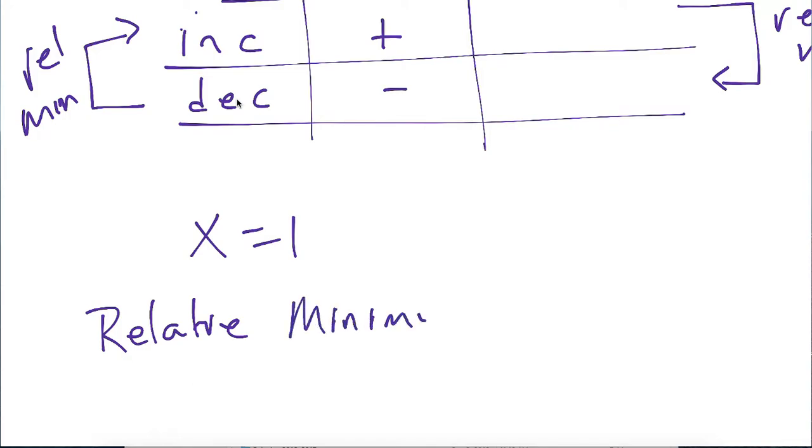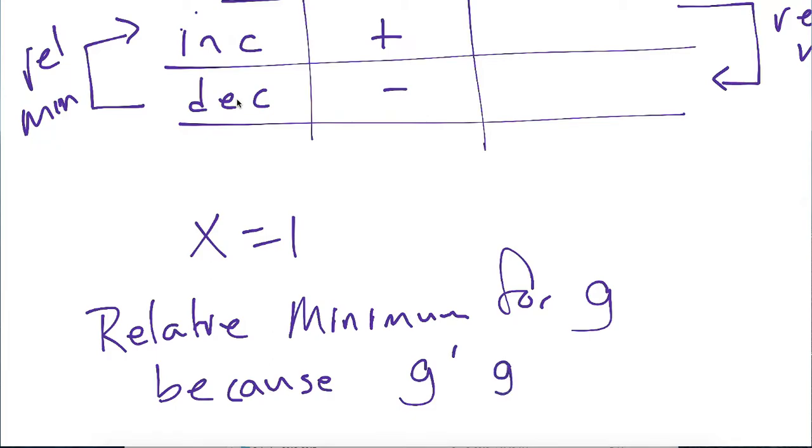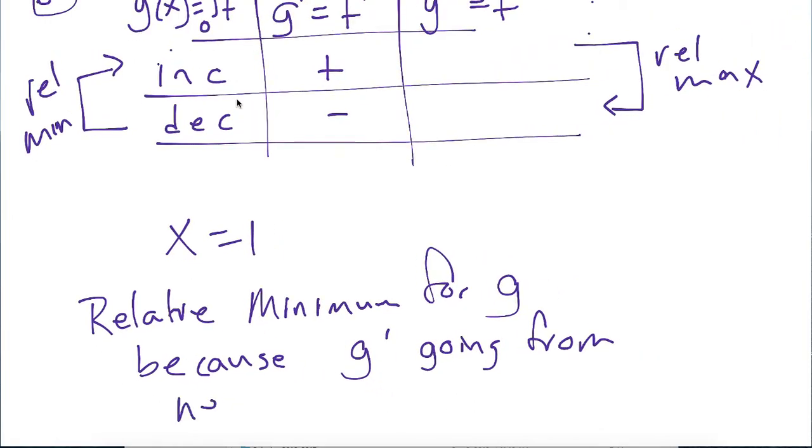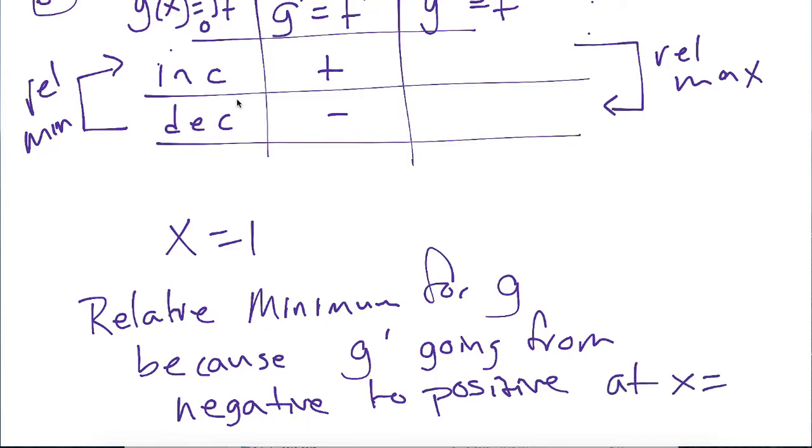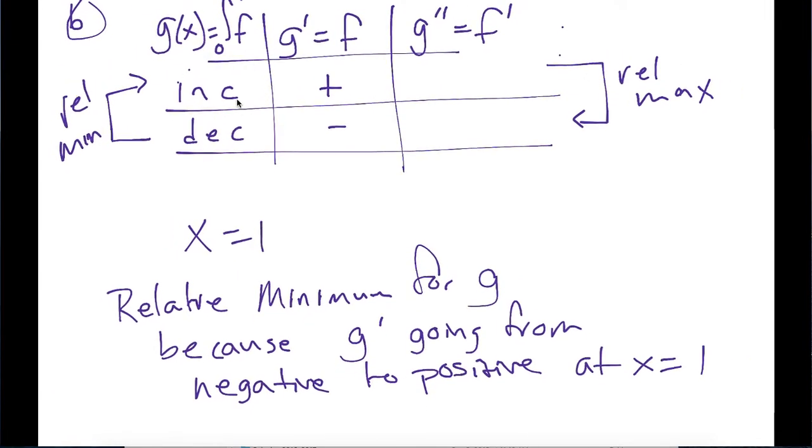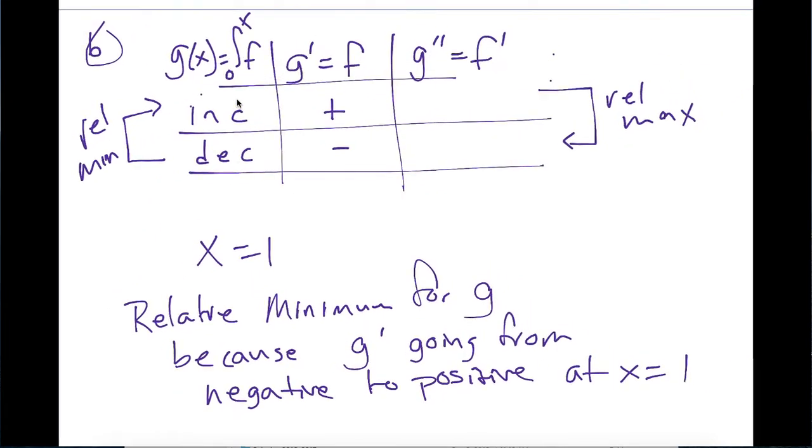minimum for G because G prime is going from negative to positive at x equals 1. So that's how you'd answer part B. So pretty easy, kind of, the only difference than what we've had before is how we define that first function and then building the rest of the chart off of it.